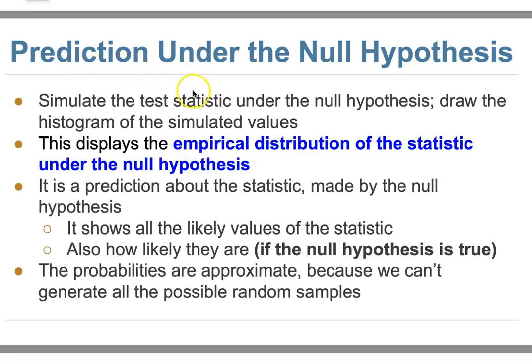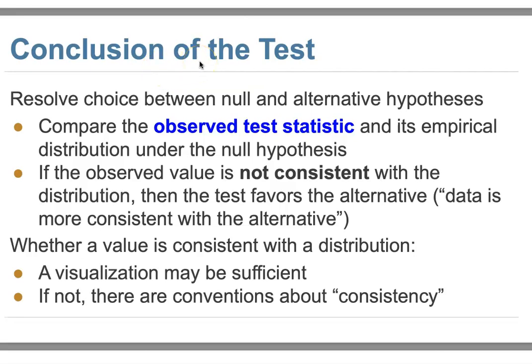After you have your simulation, of course, we need to conclude our testing. What conclusion will we make? We want to resolve the choice between the null and alternative hypothesis. You need to choose only one, so we see which one is favored. We compare the observed test statistic with the empirical distribution we simulated, the data we drew under the null hypothesis.